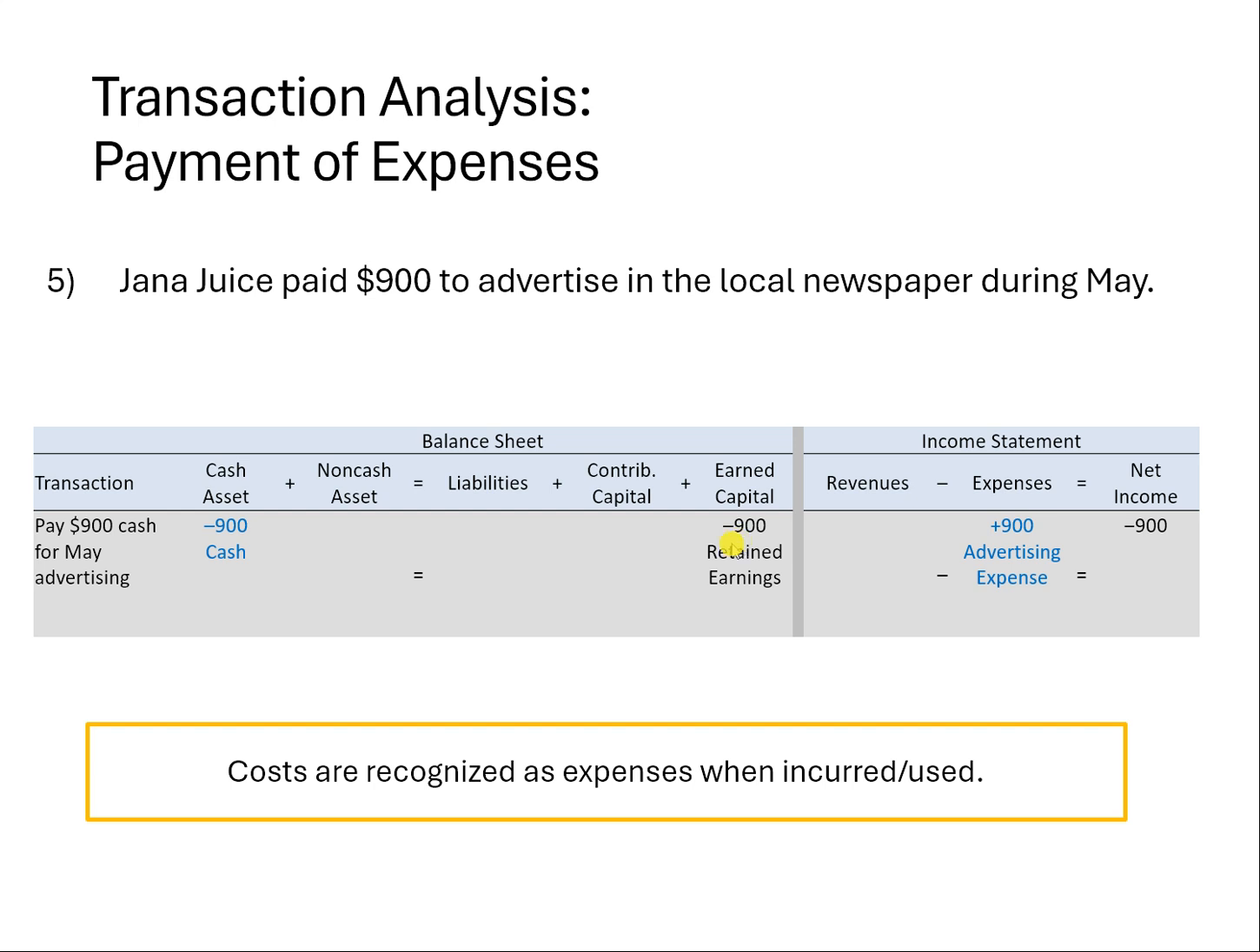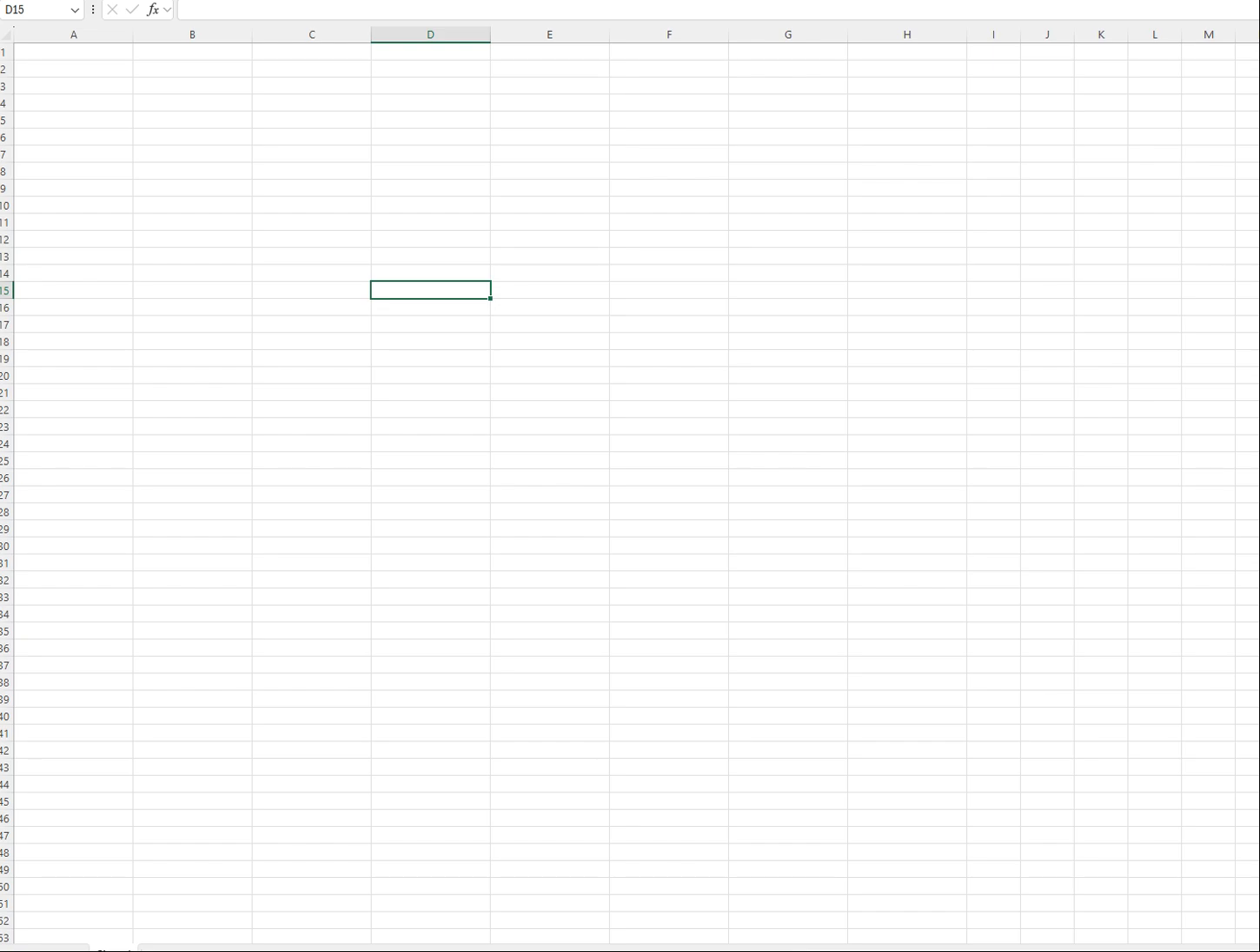So in terms of journal entries, we're going to debit expense, to be more specific, advertisement expense, $900. And we reduce cash, so we credit cash $900. Right, so we finish the journal entry.